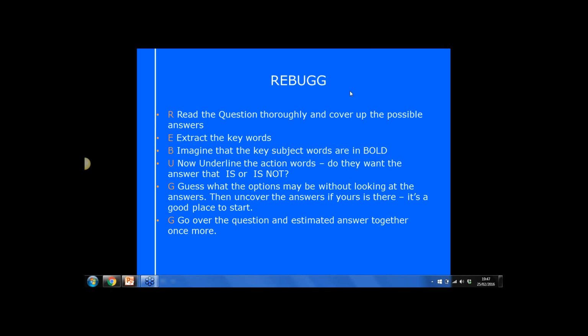So this is a fantastic tool to use, and R is read, E is extract, B is bold, U is underline, G is guess, and then the second G is go back over. So if you do this for every single question that we have on here tonight, we've got about 5 test questions for you to do tonight, then it will help you get in that rhythm.